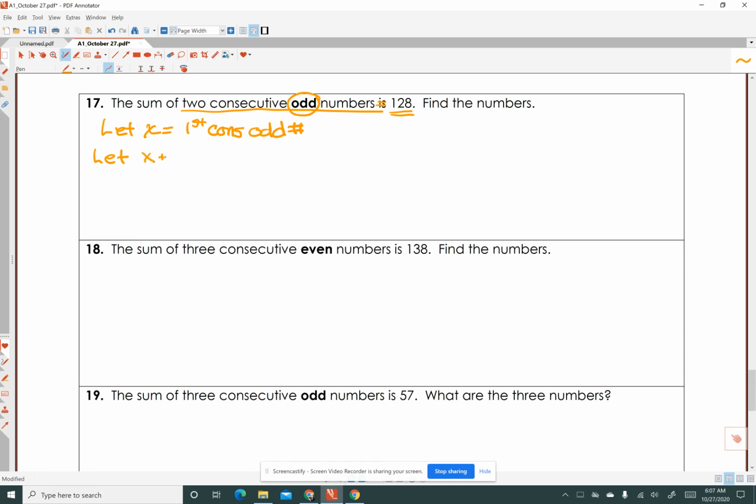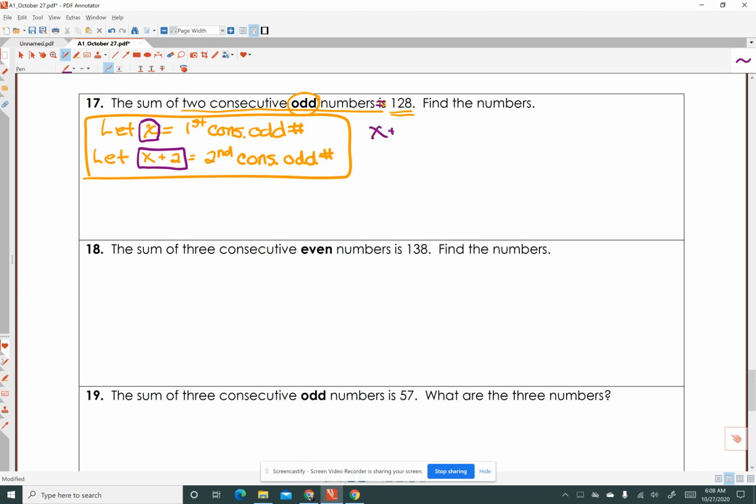So let X plus 2 equal the second consecutive odd number. And there's our X box already defined for us. So let's set up our problem. We've got X plus X plus 2 equals 128. Combine like terms.